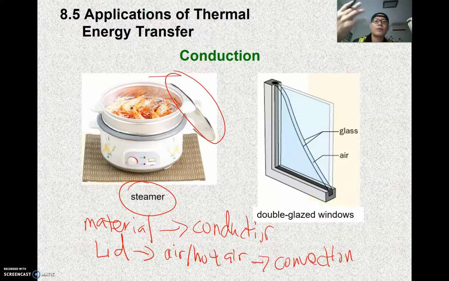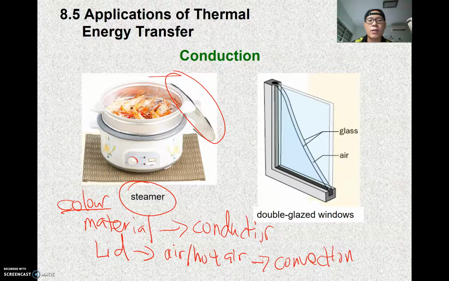Likewise, there could be other clues. For example, besides the material, it can easily be the color of the steamer itself. So whether it's a white steamer, or why is it painted white, why is it painted shiny, the color could be the texture. So it depends on the question itself. This is what we mean by deciphering or inferring from the question itself.